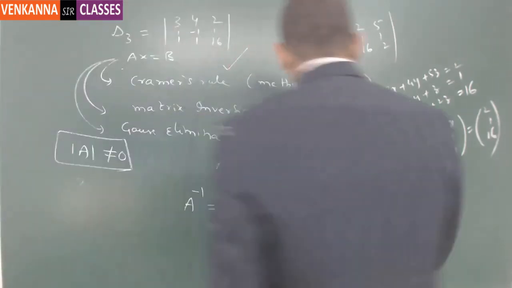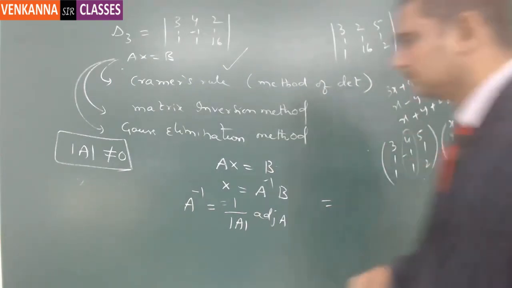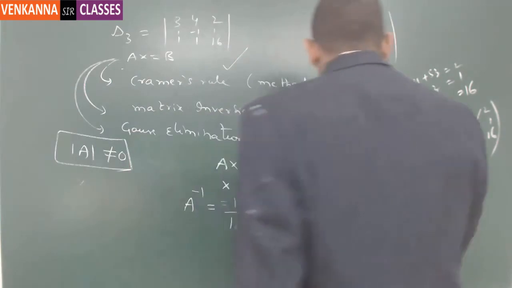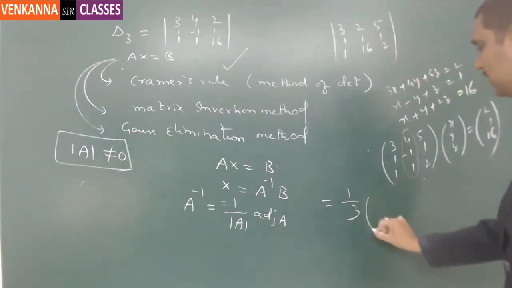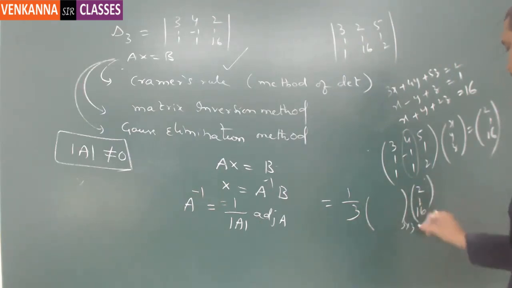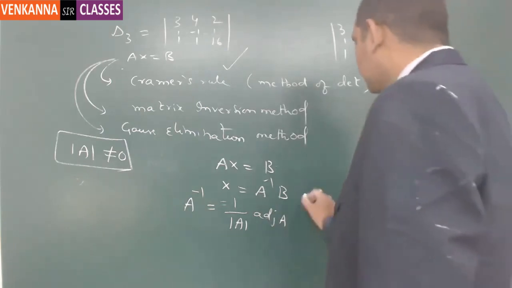So suppose, can you say the determinant of this matrix, what it will be? The given matrix 3, 4, 5, 1, minus 1, 1, 1, 2, 3. So it is nothing but 1 by 3 into adjoint A of A you are going to find, and B is nothing but 2, 1, 16. So this is the 3 by 3 matrix. Now what happens on simplification, you will get 1 by 3 into 3 numbers. So you will get X, Y, Z. So here X is nothing but XYZ.